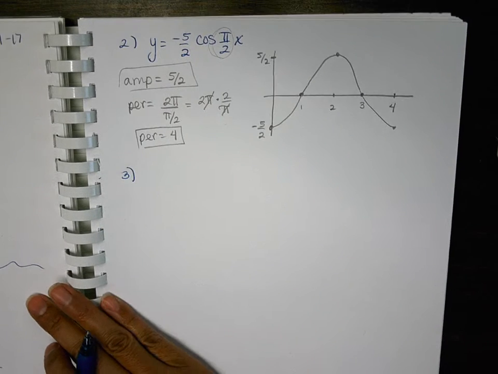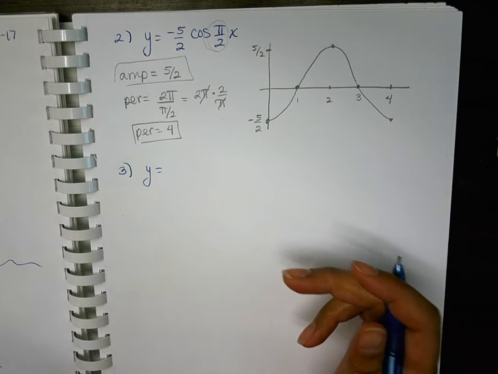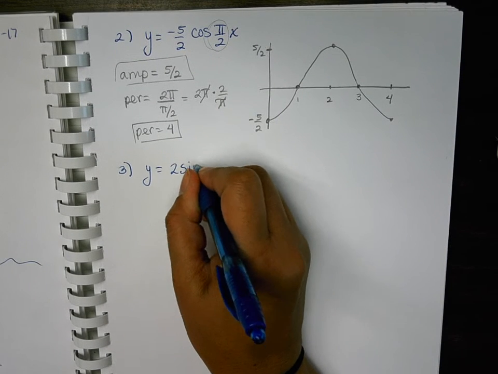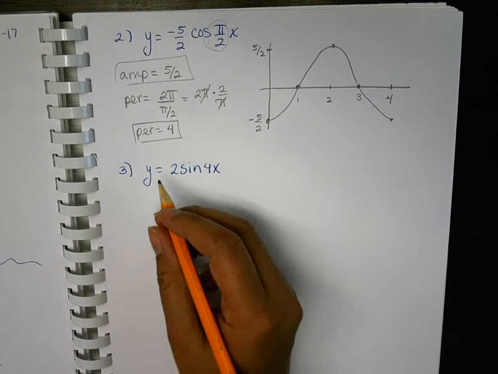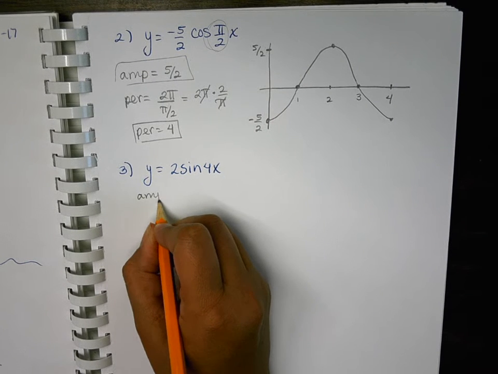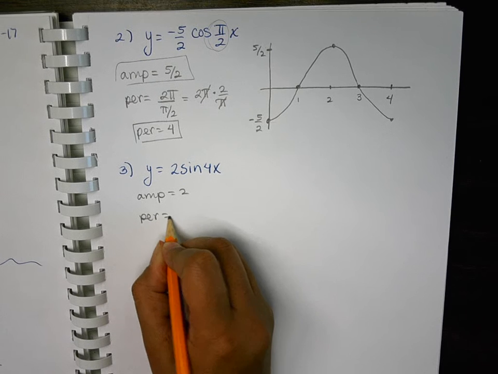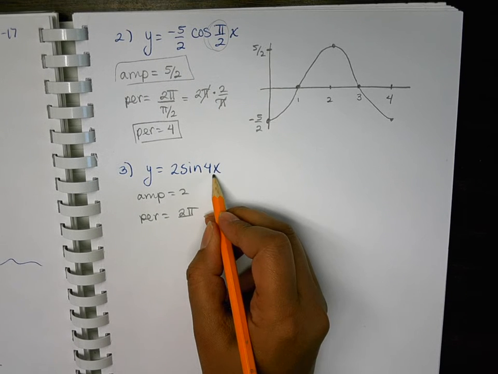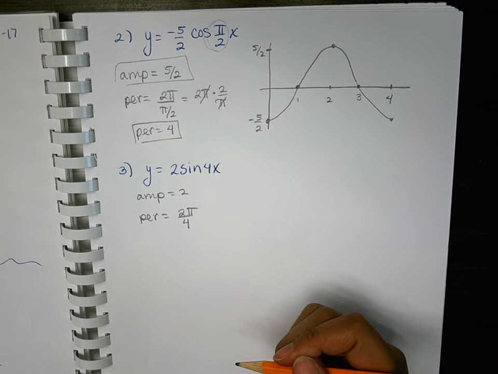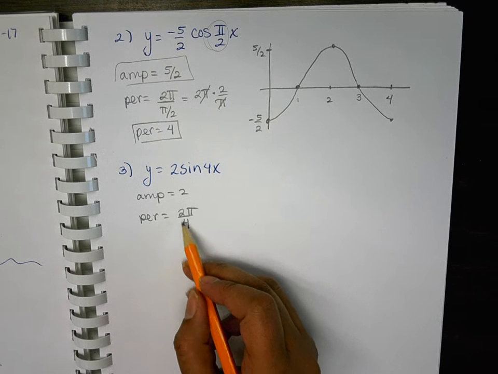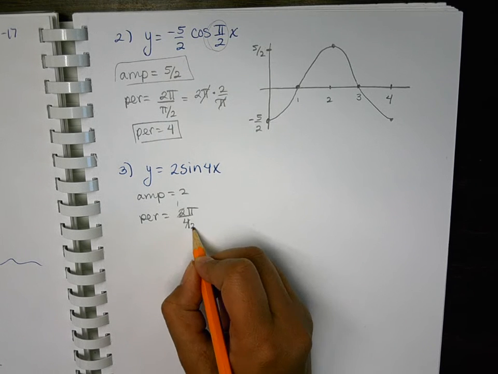All right, what about this one? y equals 2 sine of 4x. All right, we ready? Amp. What's the amp? 2. Period. 2 pi over 2 or 2 pi over 4? 2 pi over 4. Now, does the pi reduce on this one? No. Does the 2/4 reduce? Yes. 1 and 2. So what is the period?